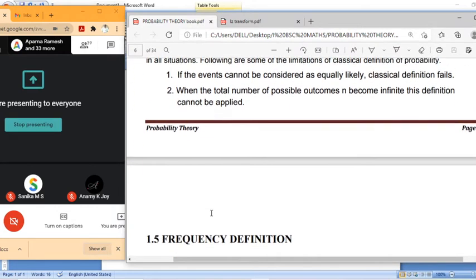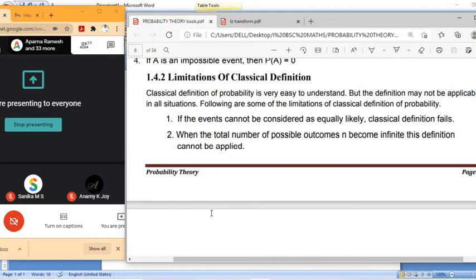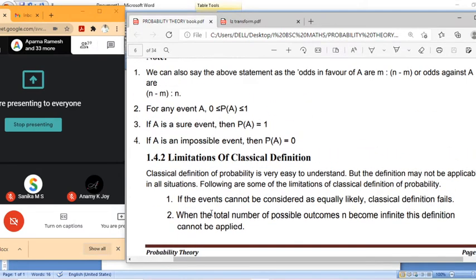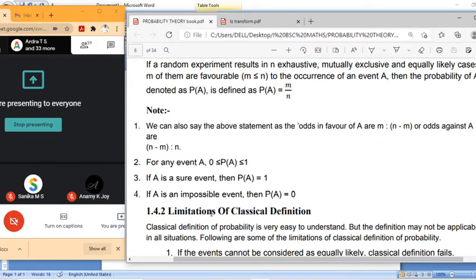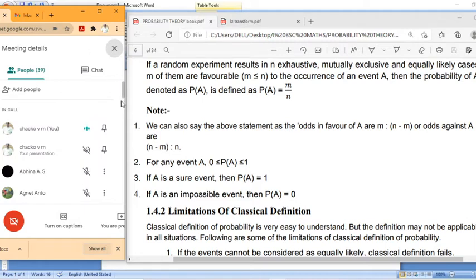Now what are the limitations of the classical definition? Suppose n equal to infinity. What happens? When n becomes infinity, what will m/n be?